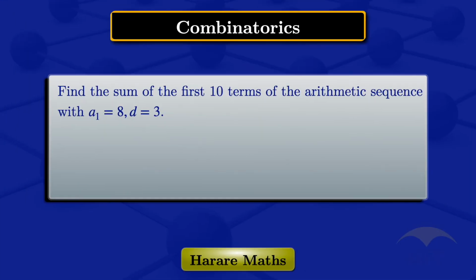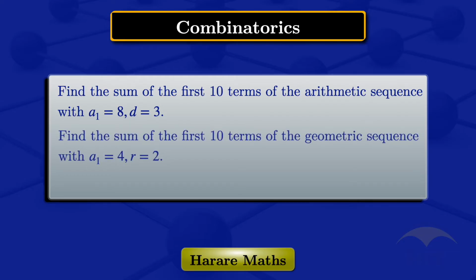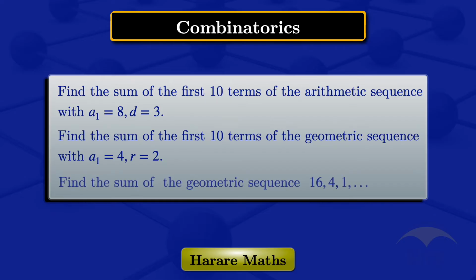In this video, I'm going to find the sum of the first 10 terms of the arithmetic sequence which has a first term a1 equals 8 and a common difference d equals 3. Then I'll find the sum of the first 10 terms of the geometric sequence with first term a1 equals 4 and a common ratio of 2. And for the third part, I'll find the sum of the geometric sequence 16, 4, 1, and so on.